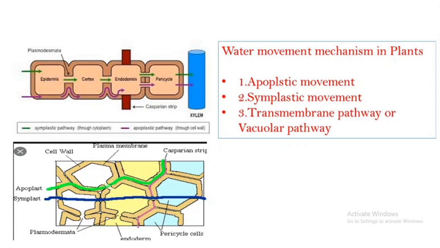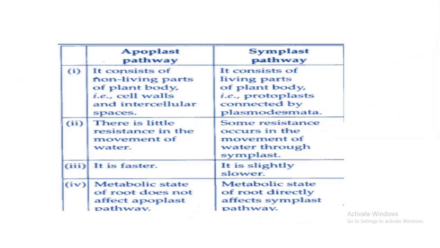When we see the symplastic pathway, the movement of water from one cell to another cell through plasmodesmata is called the symplastic pathway of water movement. This pathway comprises the network of cytoplasm of all cells interconnected by plasmodesmata.